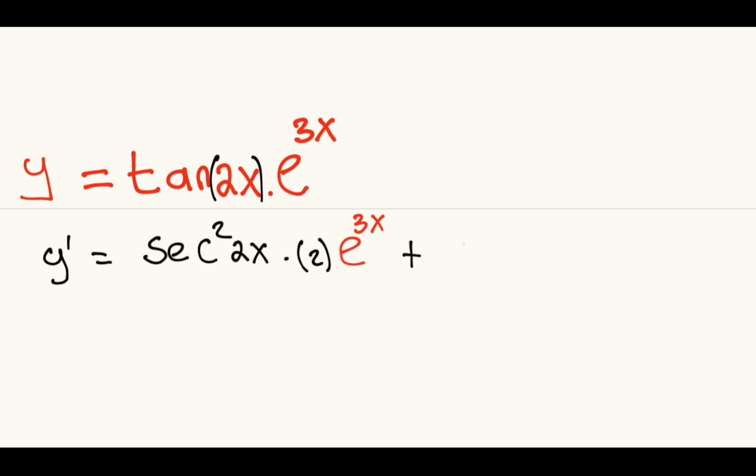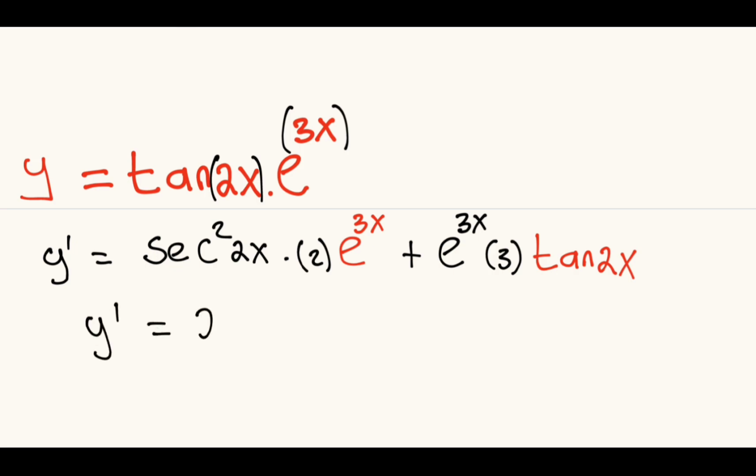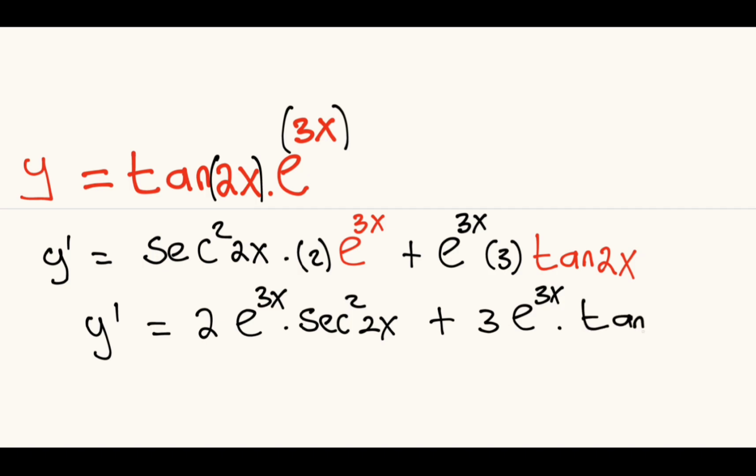So the derivative of e to the power 3x is e to the power 3x multiplied by the derivative of 3x according to the chain rule. The derivative of 3x is equal to 3, and we have to multiply this by the original function tan of 2x. So the derivative of y simplified will be equal to 2 multiplied by e to the power 3x multiplied by sec squared 2x, plus 3 multiplied by e to the power 3x multiplied by tan of 2x.